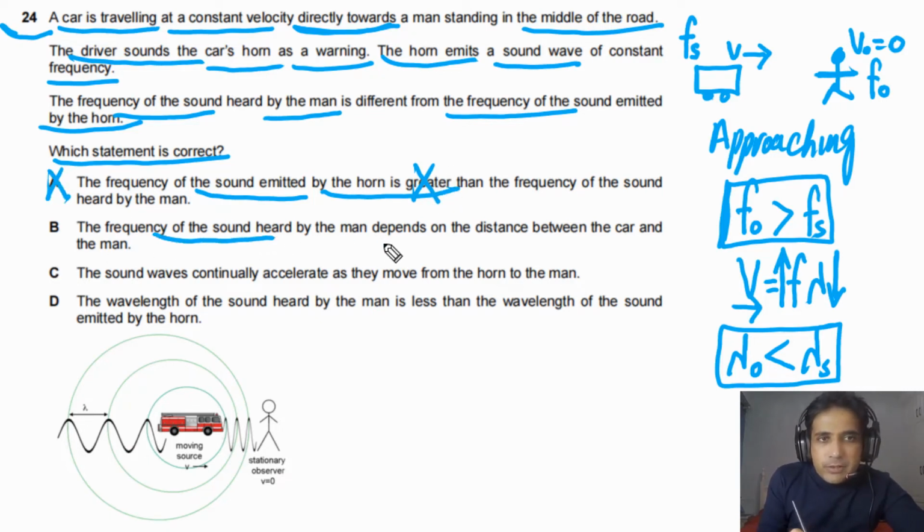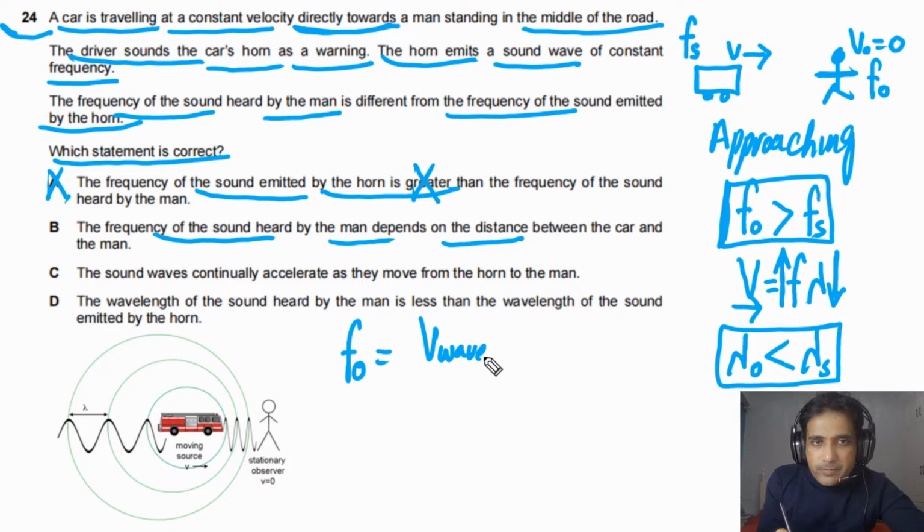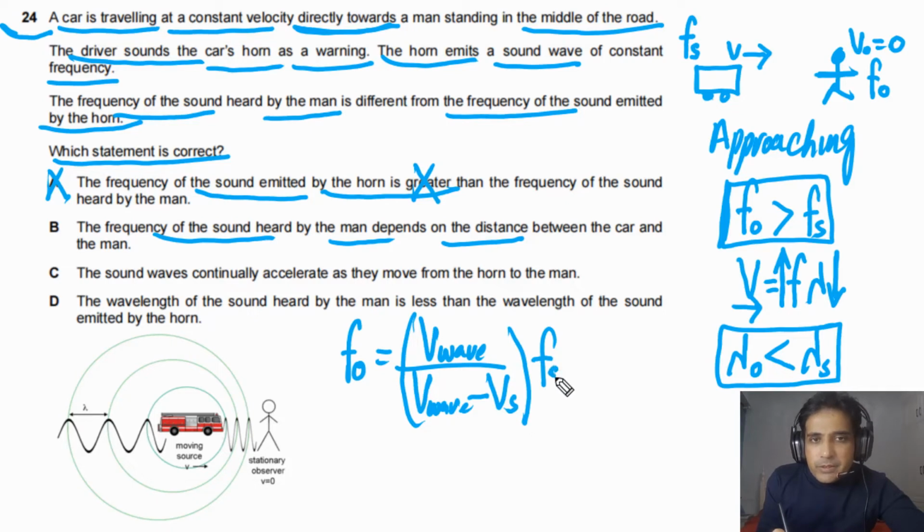"The frequency of the sound heard by the man depends on the distance." It does not depend on distance. It depends on the speed of the wave, and also on the speed of the source. So the observed frequency depends on the speed of the wave and the speed of the source. When it is approaching, you have to use the minus sign with the speed of the source, and it depends on the frequency of the source. So B is also incorrect.